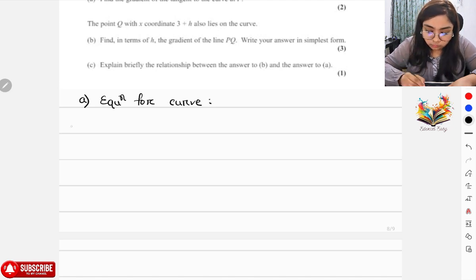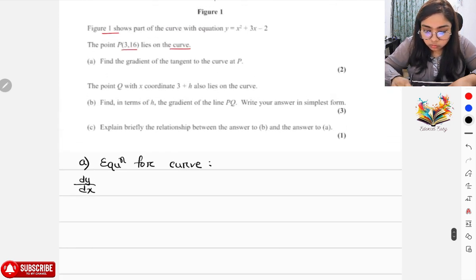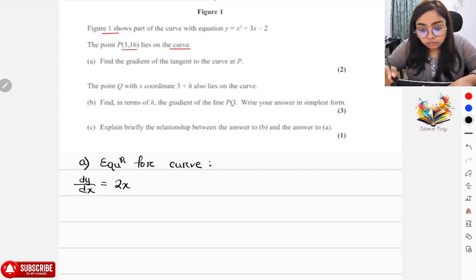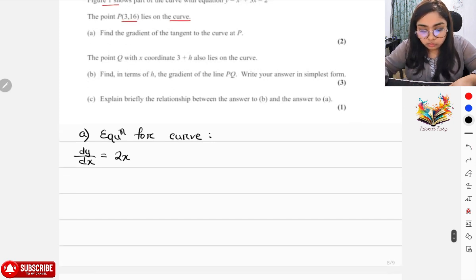So we'll first find dy by dx. Now the original equation was what? x squared. So 2 will come in front, so 2x, and 2 minus 1 is just 1. So just write 2x over here. And then we have 3x to the power of 1 over here. So that 1 will come in front, multiplied with 3, so it will be just 3, and 1 minus 1 is 0. So you get 3 over here.